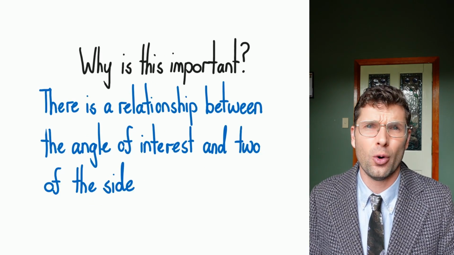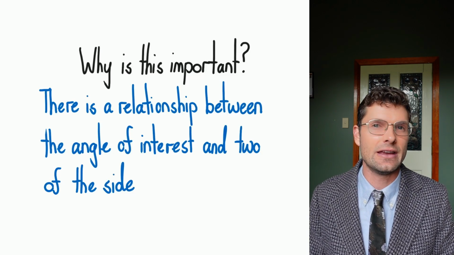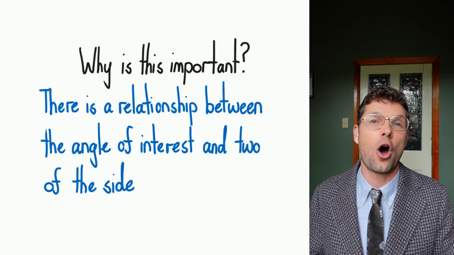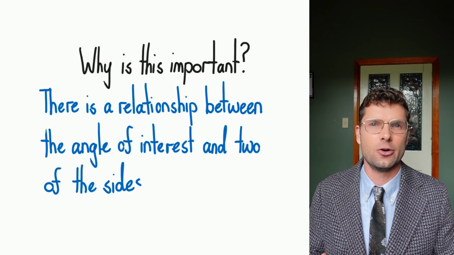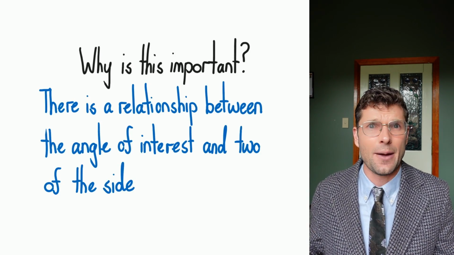So why is this important? It's because there is a relationship between the size of the angle of interest and the side length of that triangle. And I know that this is a little bit abstract as an idea, but we're going to see some examples that really show, yeah, that makes a lot of sense.